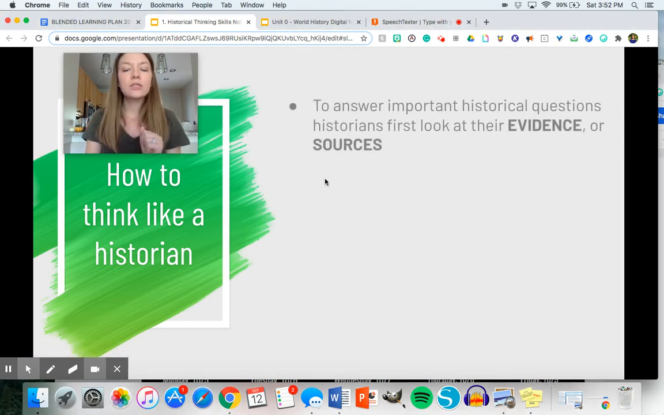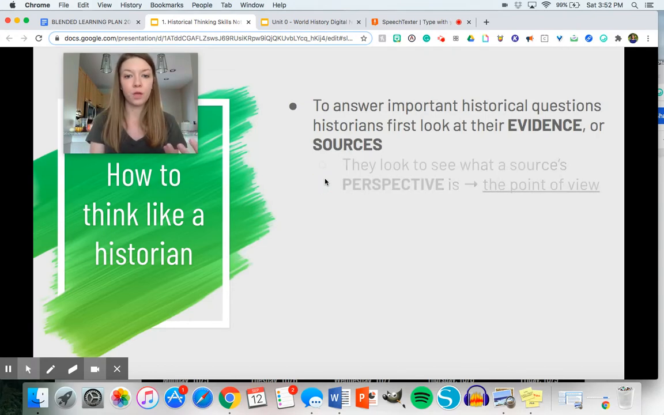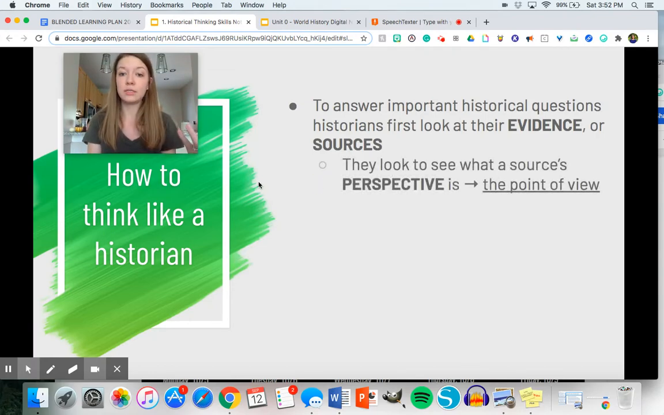To answer important historical questions, like should the United States have dropped the atomic bomb in World War II, for instance, historians first need to look at their evidence, the sources that are available to them. When they look at these sources, they look to see what a source's perspective is. What is the point of view from the source? Usually that is who wrote it and what their situation was like.